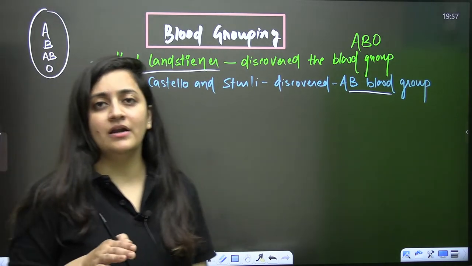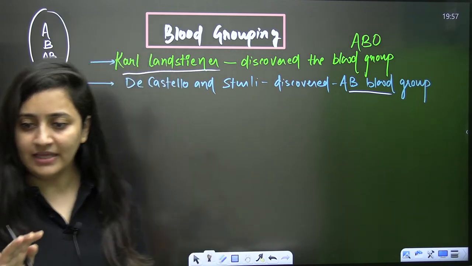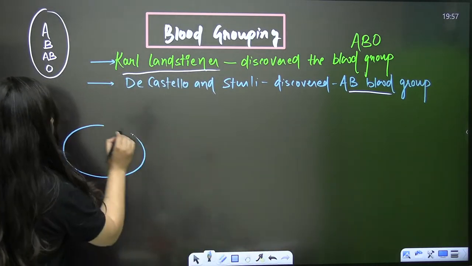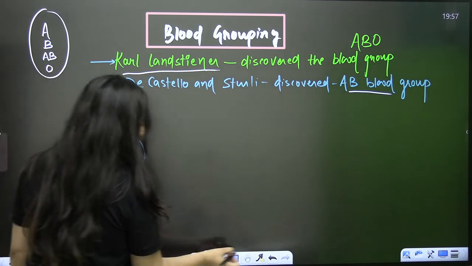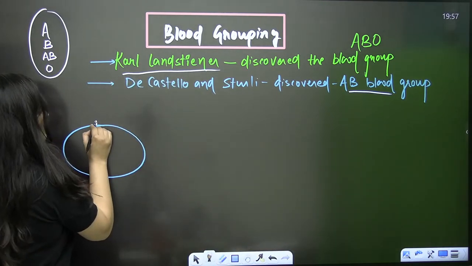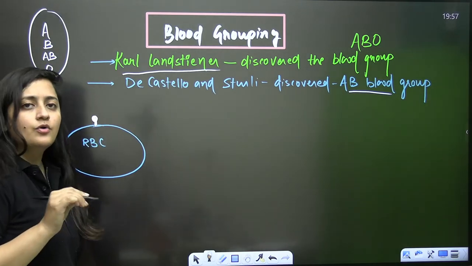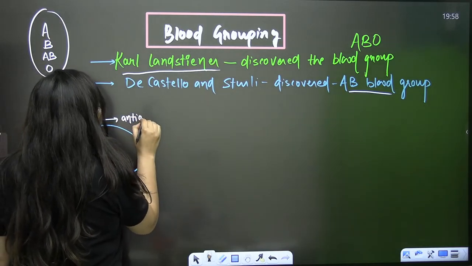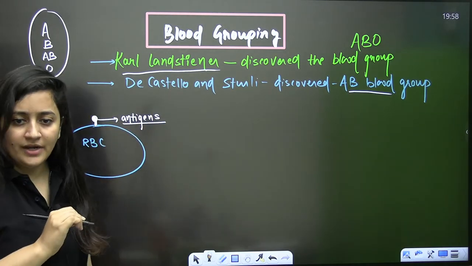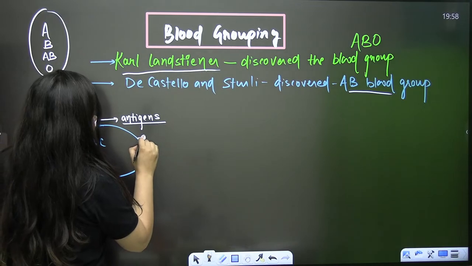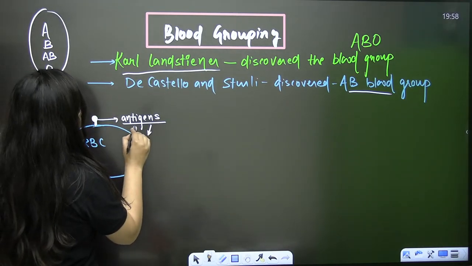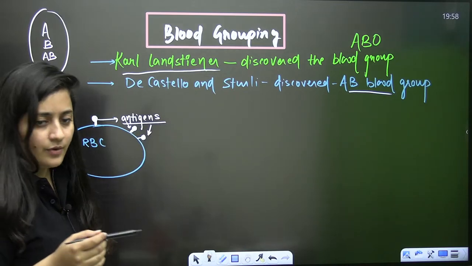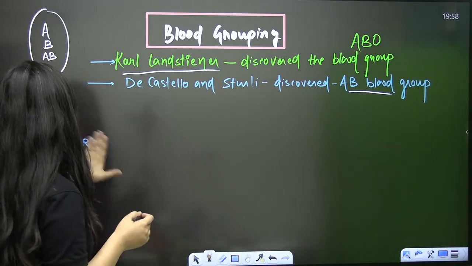His students discovered the AB blood group, but he discovered A, B and O. Fine, Pavan, it is like that. So how do we decide the blood group? It's very simple. See, this is your RBC. Here you have the surface of RBC, the membrane of RBC. On the surface of RBC, there are going to be certain glycoproteins, certain antigens, bachche, and those antigens are going to decide which blood group will be there.